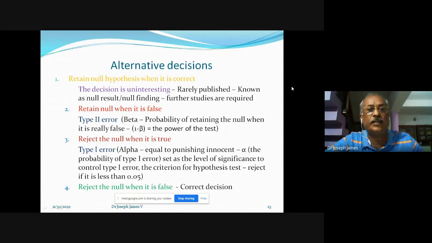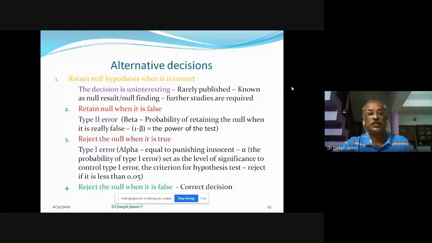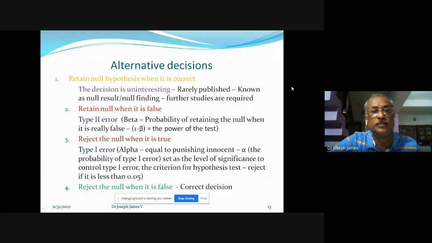Then the second alternative is to retain the null hypothesis when it is false. Retaining the null hypothesis when it is false, that is type 2 error. And rejecting the null hypothesis when it is true, that is type 1 error. Which one is more serious?